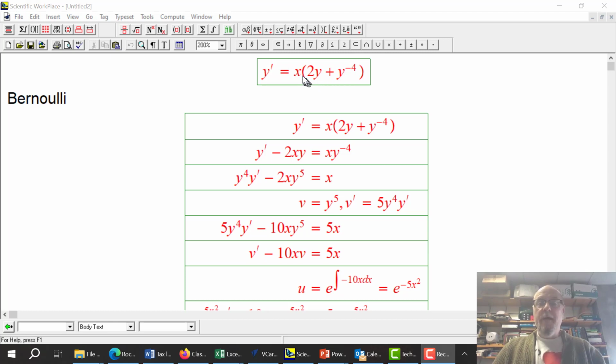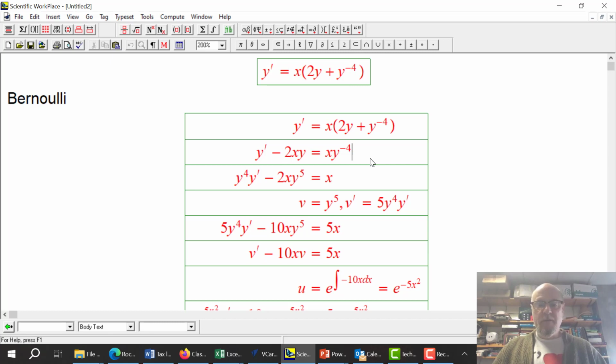So if I multiply this x through the bracket, that gives me 2xy, and I bring that 2xy over to the other side. Now it starts to look more like Bernoulli: y prime plus py equals q. It's almost linear, except it would be linear if that y to the minus 4 wasn't there. So read that as y to the n.